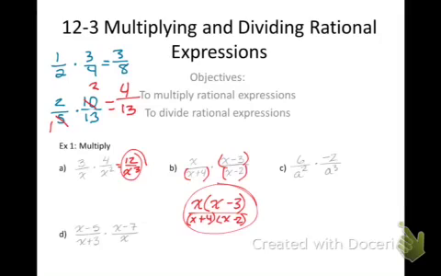Okay. Would it come up to x minus 3? Okay, C. Can I reduce anything on top that's similar to something on the bottom? No. So just multiply across. 6 times negative 2. Negative 12. And a to the 5th.